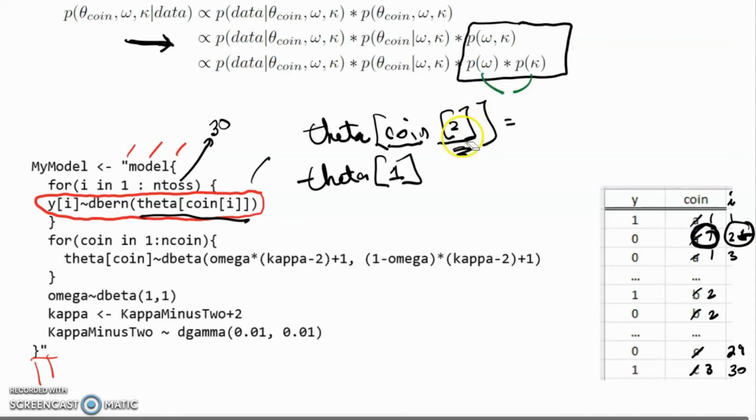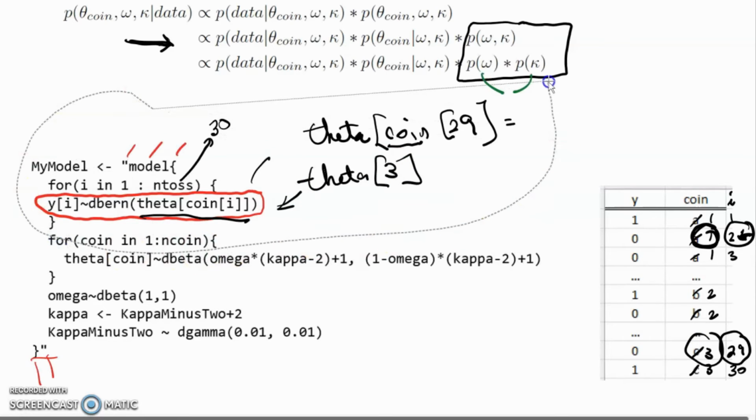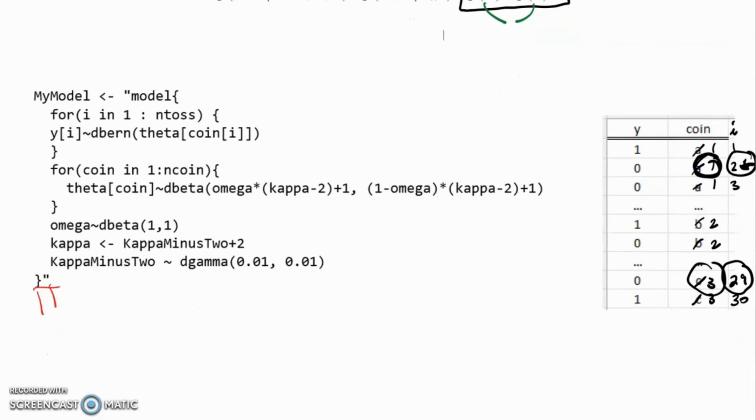So what would theta coin 28 be? Well, let's do 29. That's going to work a lot better. It'll be a little more obvious. 29. When the row is 29, what's the value of coin? The value of coin is 3, so that's going to be equal to 3. So that's this double square bracket indexing, which I had to struggle a whole lot of time to get my head around, but eventually it filtered through.